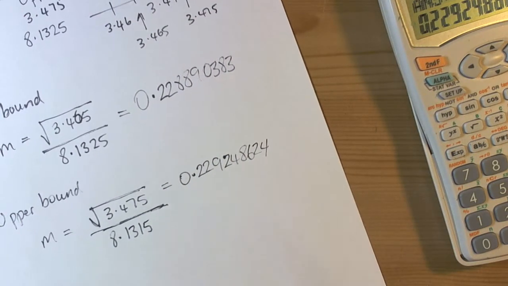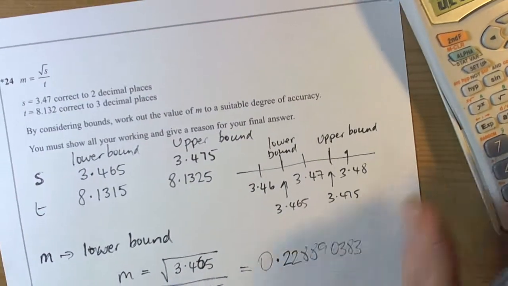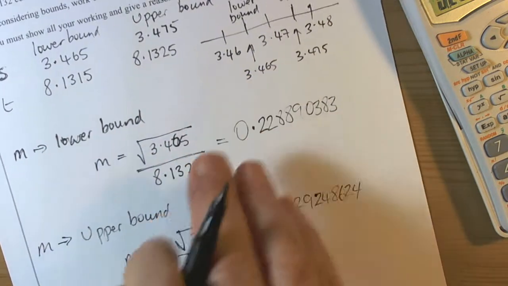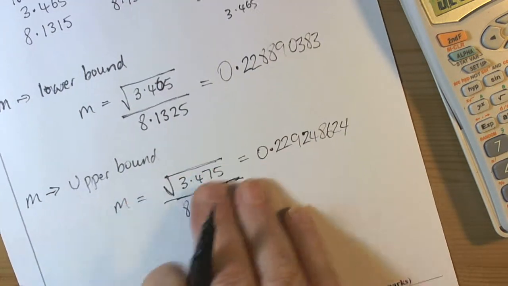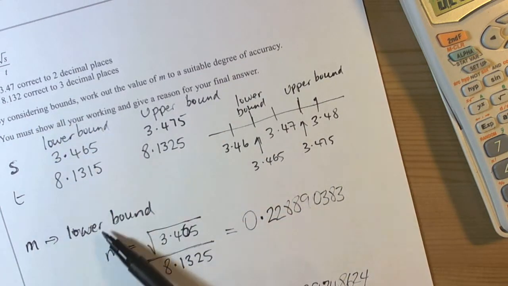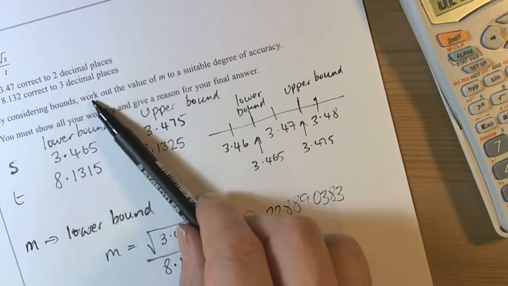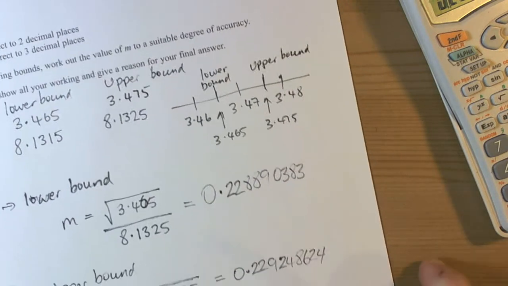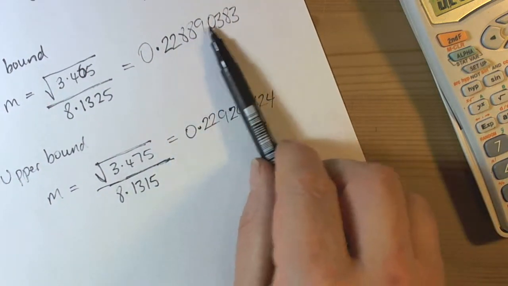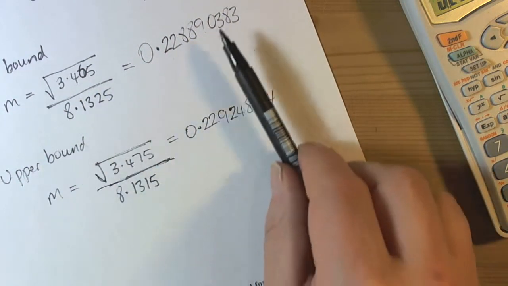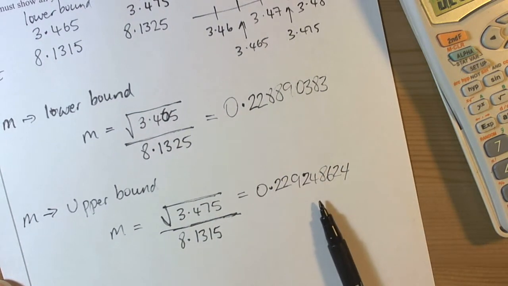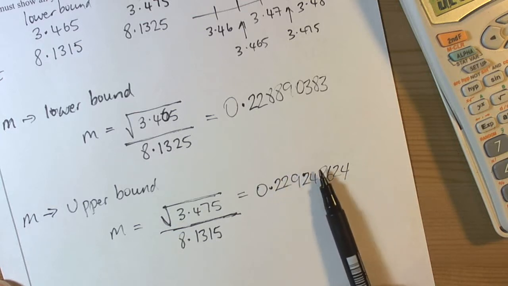Then we remember what the question is. It's a show-that style question, which means we're trying to explain exactly what's going on. So that's what we've been doing here by showing what the upper bound and lower bound are for S and T. Then we calculated the lower bound and the upper bound for m, because the question said we want to consider bounds. So we've worked out both boundaries, and we want to work out the value of m to a suitable degree of accuracy. Well, the suitable degree of accuracy means that we should be rounding both of these lower bounds and upper bounds to so many significant figures, and when the significant figure is the same, then we will say that's going to be the best value to use for m.